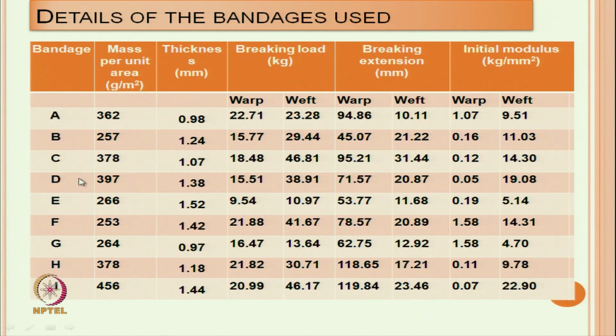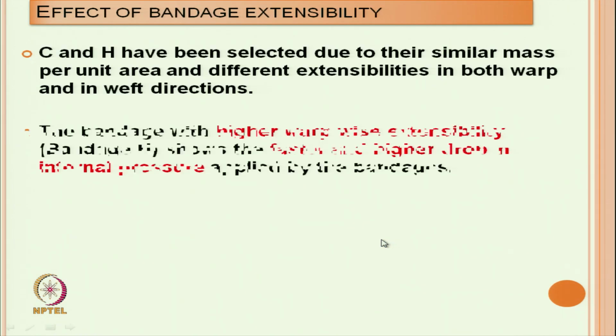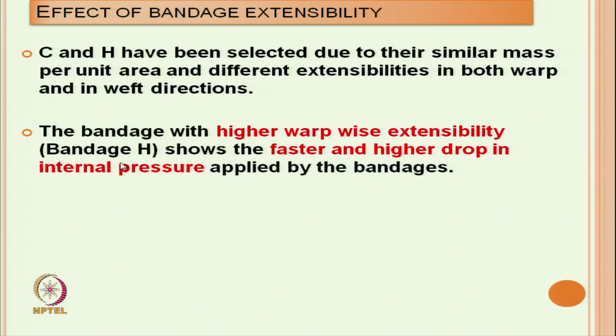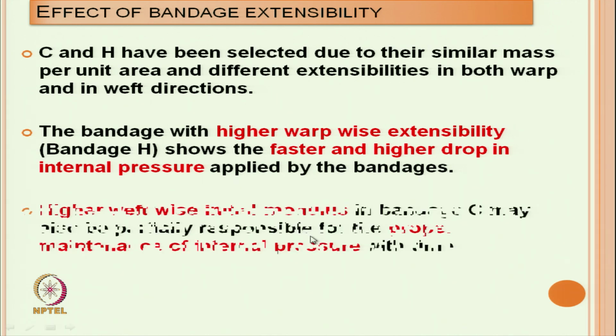So, this bandage C and bandage H, they are a classical example that warpwise extension of bandage H is higher, whereas the weftwise extension is lower as compared to bandage C. So, that is why bandage H has got higher extensibility, that is why pressure drop is higher in bandage H.